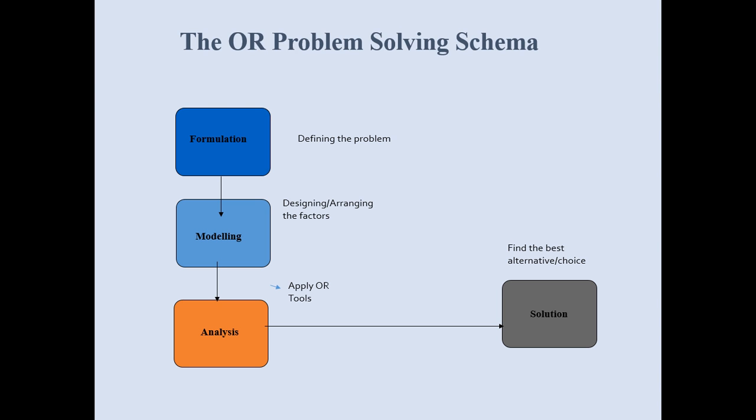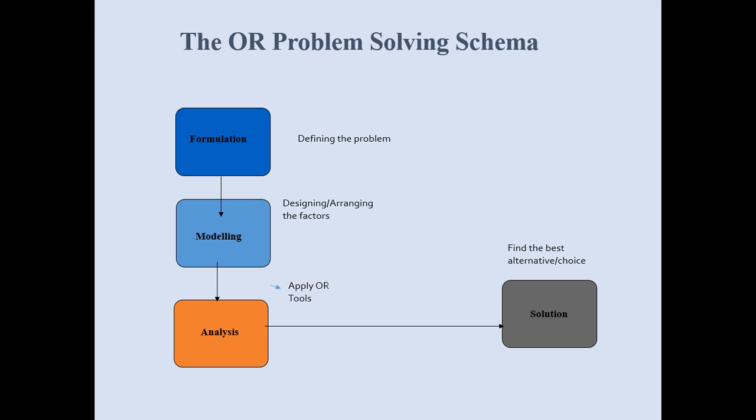So that's the first part. Then comes the next important part, that is modeling. Now in modeling, what is done? What is modeling? It is the designing or arranging of the factors or variables. Designing or arranging the factors. Suppose here, as I said, distance and time, these are 2 factors to find out the speed. So distance and time will give us the speed.